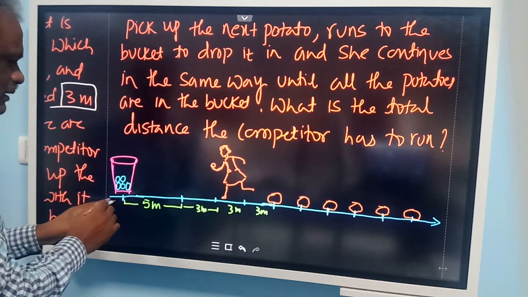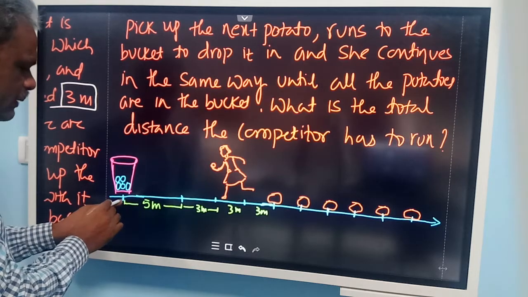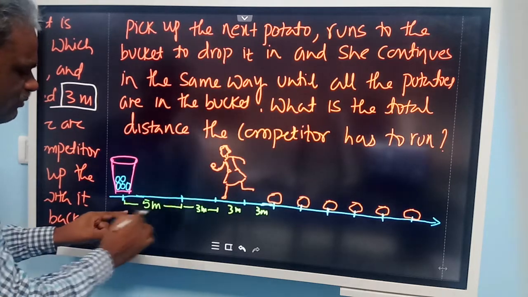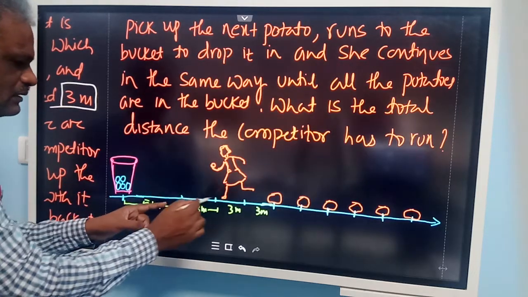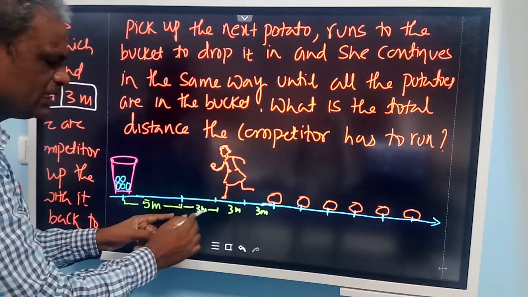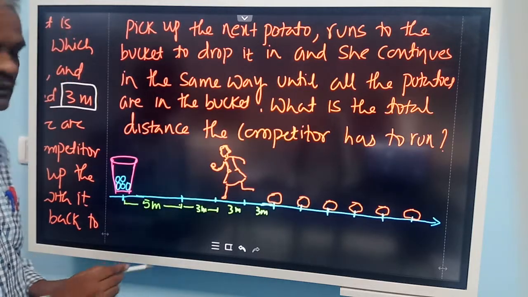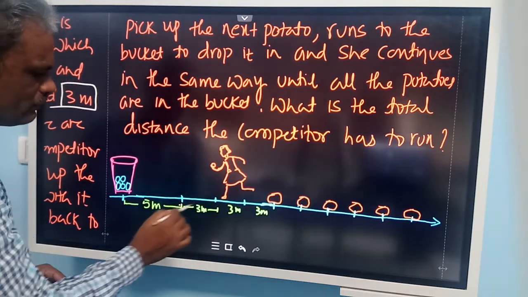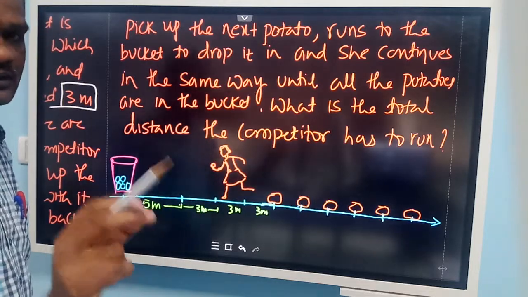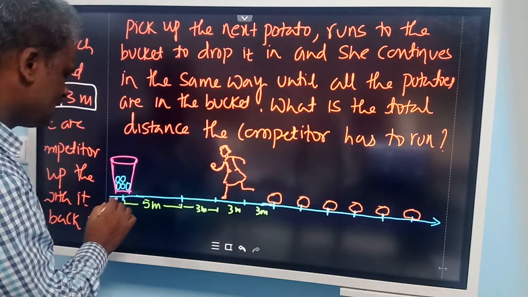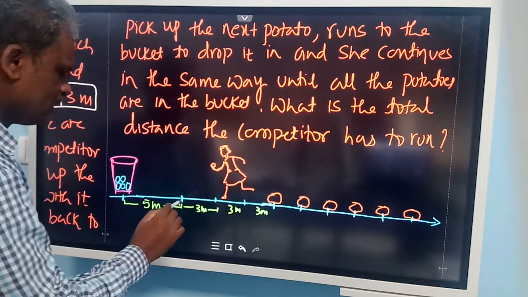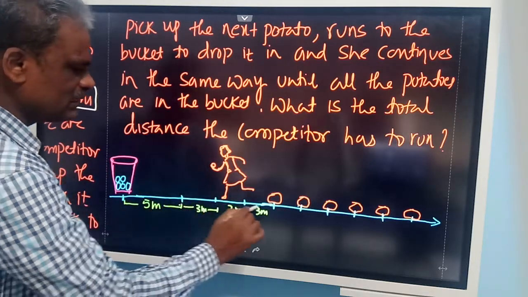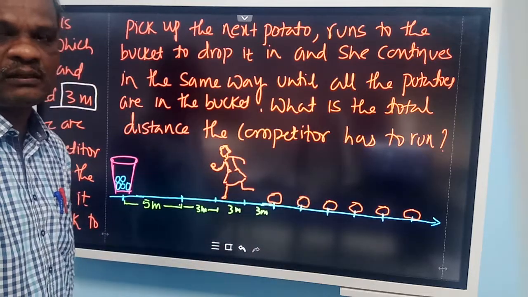Here is a bucket placed at the starting point, and the first potato will be at 5 meters distance. Then the second potato will be at 3 meters distance from the first potato. The distance between the potatoes is 3 meters, but the distance between the bucket and the first potato is 5 meters. First term here is 5. The next ones are 3, 3, 3. Every potato is placed 3 meters apart.